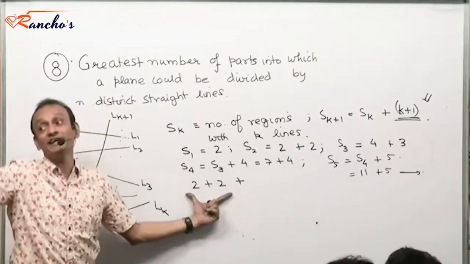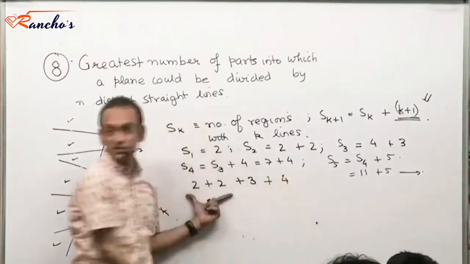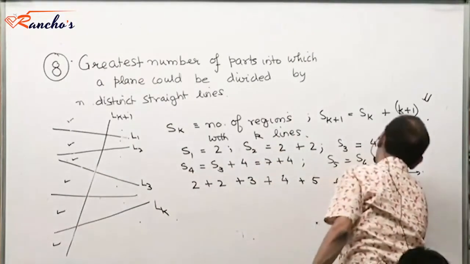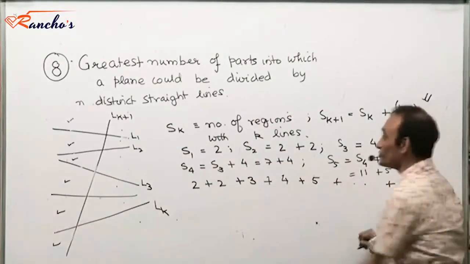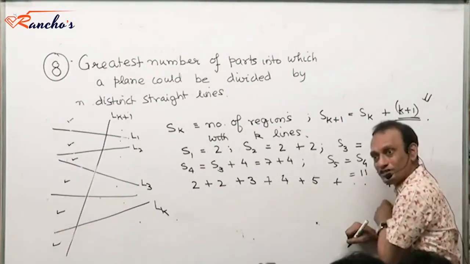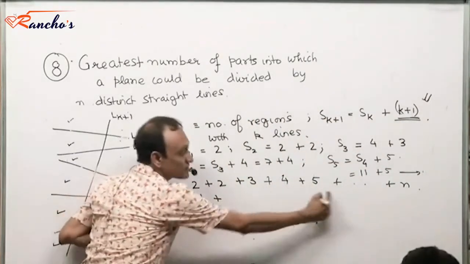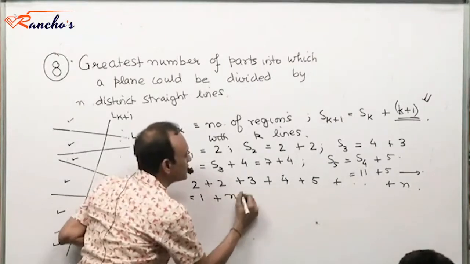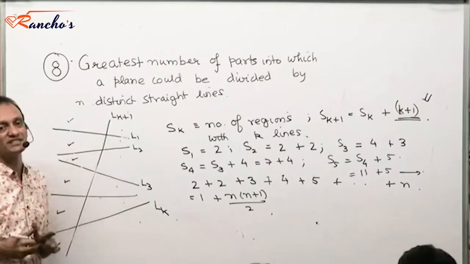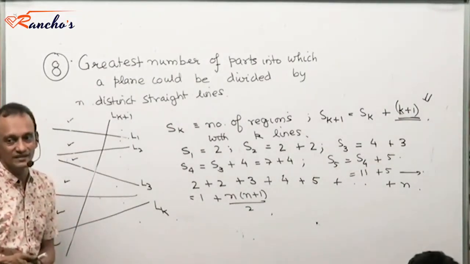When I add the third line, the increase would be 3. When I add the fourth line, the increase would be 4. When I add the fifth line, the increase would be 5. When I add the nth line, the increase would be n. So that was 2 and these were the consecutive increases. So this would be the total number of regions produced. Yes or no? So this is like 1 plus the sum of the first n natural numbers, which is n into n plus 1 by 2, which is the required number of greatest regions that could be produced by n distinct straight lines. Right?